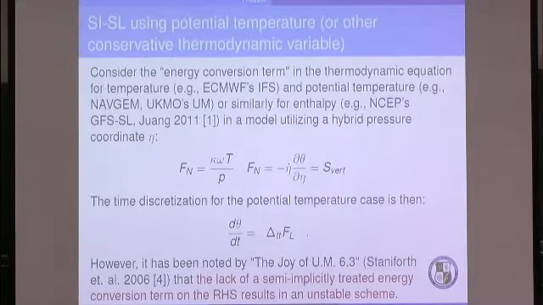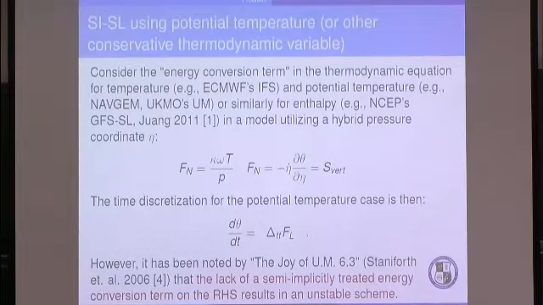So if you're using potential temperature or a different conservative thermodynamic variable for your semi-implicit semi-Lagrangian, you might run into problems. If you look at the energy conversion term, this is the fast term in our potential temperature equation. We'll look at a few different cases. In the thermodynamic equation using temperature, you look at IFS, then potential temperature, you've got NavGem and the unified model. Or similarly, there's a model that uses enthalpy. This is a semi-Lagrangian GFS that's in development right now.